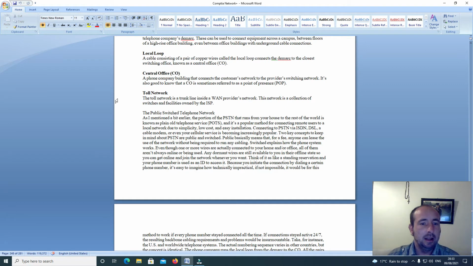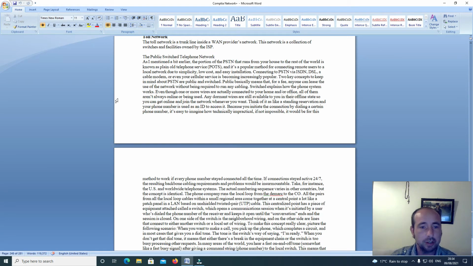Local loop. A cable consisting of a pair of copper wires called the local loop connects the demarc to the closest switching office, known as the central office, CO. Central office: a phone company building that connects the customer's network to the provider's switching network. It's also good to note that a CO is sometimes referred to as a point of presence, POP. Toll network: the toll network is a trunk line inside a WAN provider's network. This network is a collection of switches and facilities owned by the ISP.